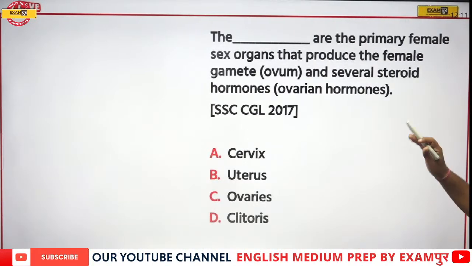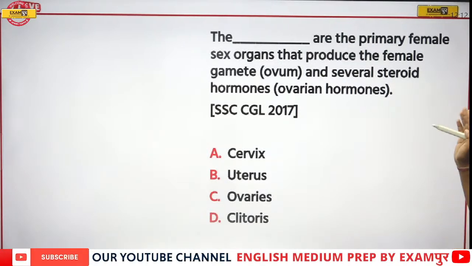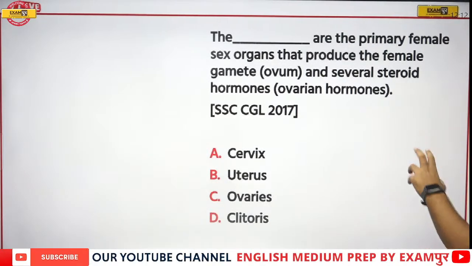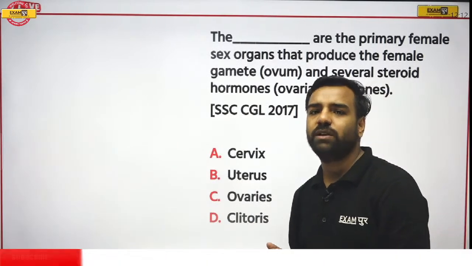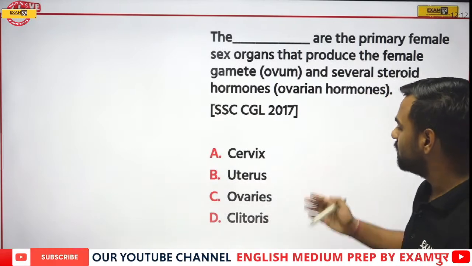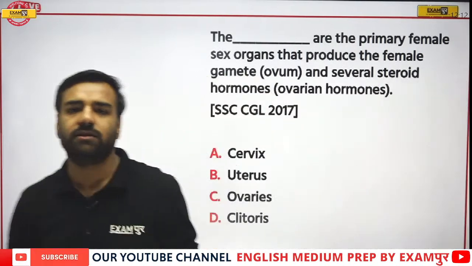Next. The dash are the primary female sex organs that produce the female gamete and several steroid hormones. So this question is again from CGL. What is going to be the answer? Is it cervix? Is it uterus? Is it ovaries? Or is it clitoris? Who can give this answer?